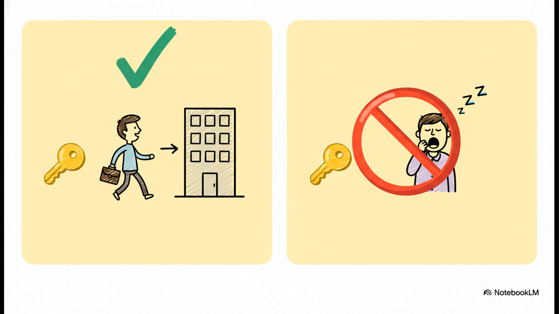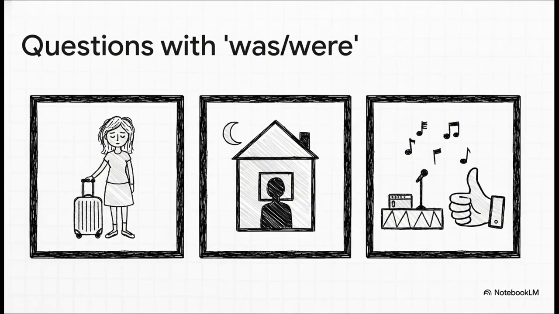It's strong enough to make a question all by itself, so it doesn't need any help from did. So anytime you're asking if something was a certain way or if someone was somewhere, you just start the question right off with was or were. No did, anywhere in sight. Was she tired? Were you at home? Was the concert good? It's just a different, more direct way to ask.